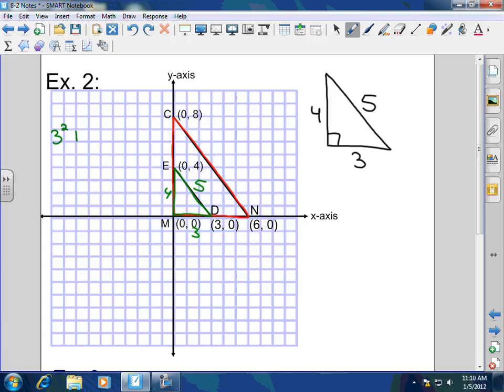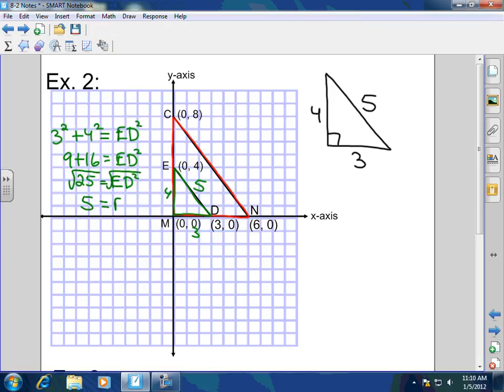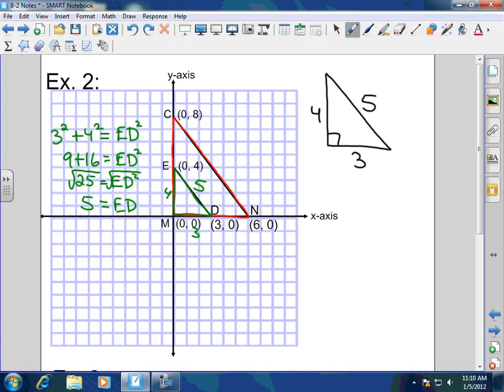3 squared plus 4 squared equals ED squared. This is 9 plus 16 equals ED squared. This is 25 equals ED squared. Take the square root of both sides. 5 equals ED. It's actually plus or minus, but you can't have a negative, so ED is 5. But it's a lot easier to know the Pythagorean triple.